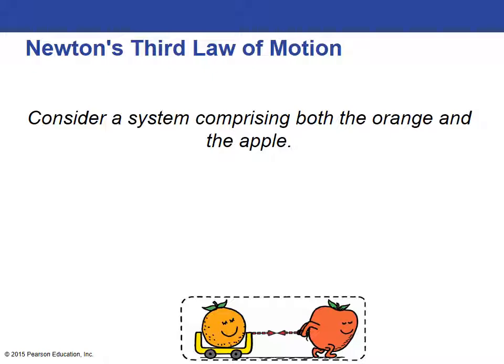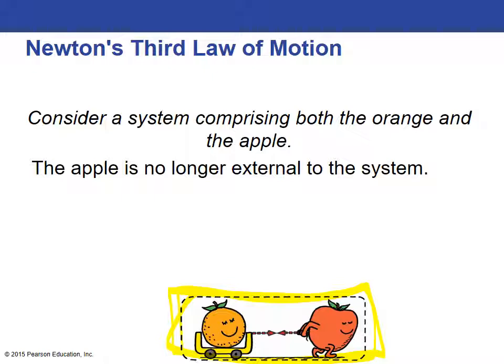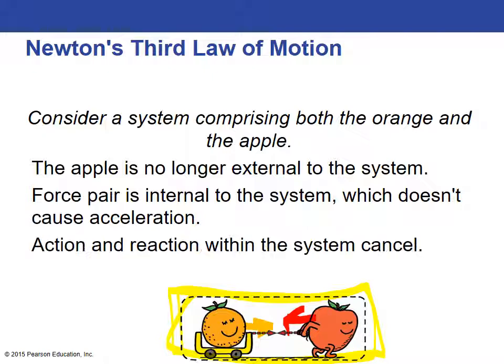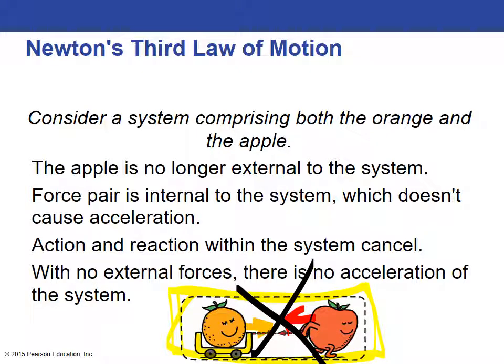What if our system is different and it is the apple and the orange together? Well, now they are part of the same system because of how we defined it, and the force pair is internal. So we have this force and we have this force. There's no acceleration. And they're equal and opposite, and they cancel. The system does not accelerate.